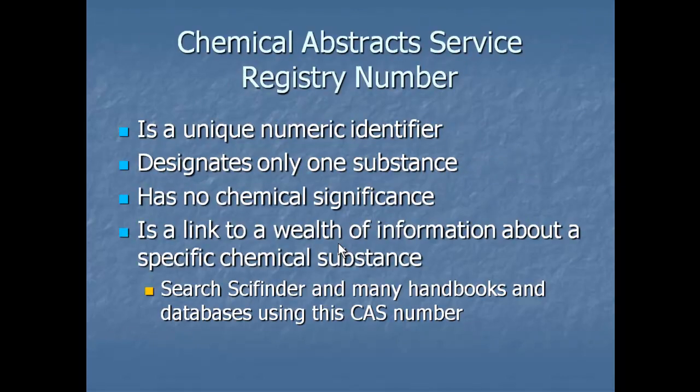Let me discuss at this point what's known as the Chemical Abstracts Service Registry number, where you can search a chemical substance. Every chemical substance has a unique numeric identifier. So if it's cis or trans isomers, R and S enantiomers, labeled compounds, every unique substance has its own registry number. That number in itself has no chemical significance, but it's a link to a wealth of information, be it in SciFinder Scholar or in other handbooks on a chemical substance.